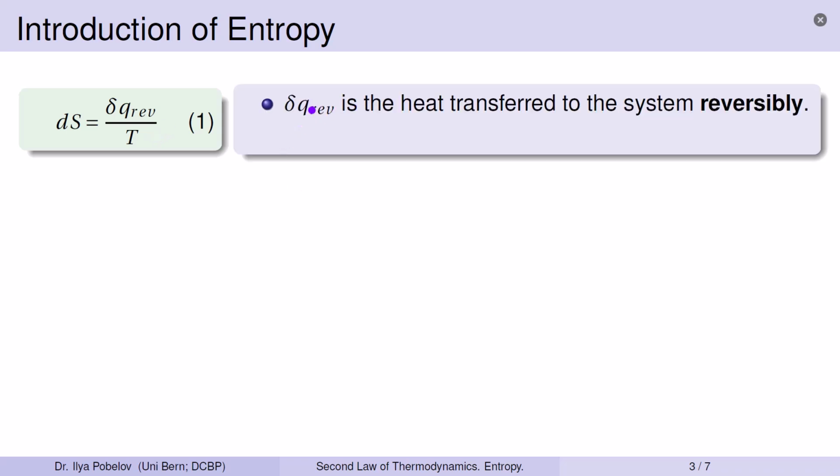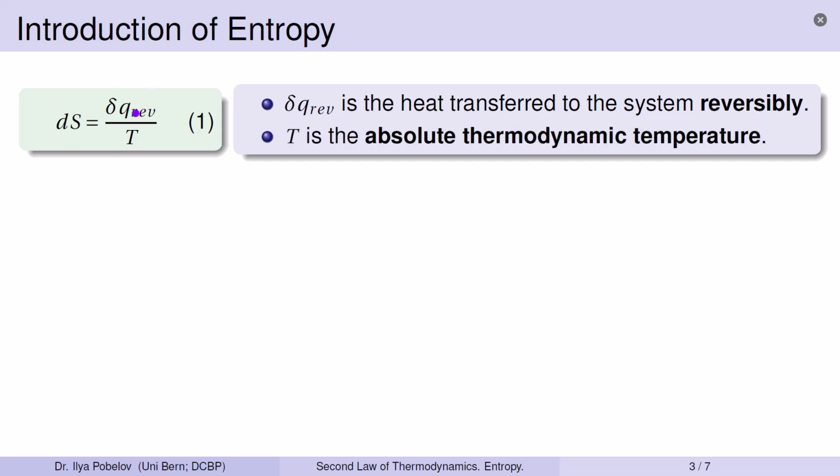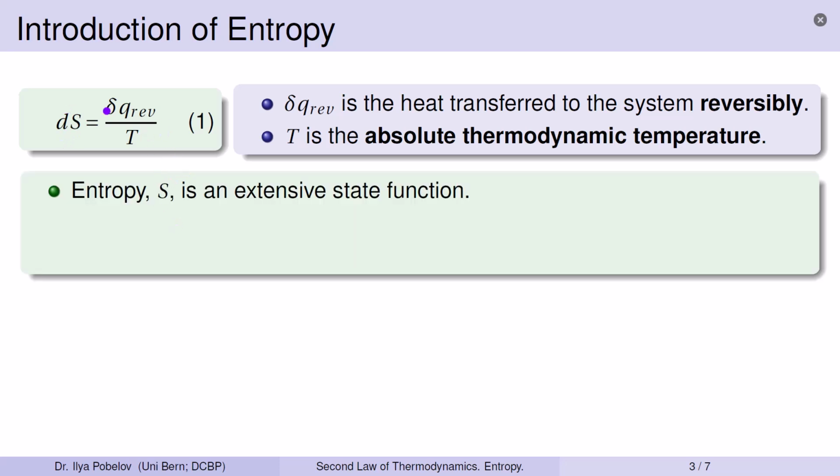First, we consider the heat transferred to the system reversibly. That means in a reversible process. Second, this increment of heat is divided by the absolute thermodynamic temperature T. The outcome of this transformation gives us a change of a state function. Note that since the heat exchanged between a system and its surroundings depends on the system's size, entropy behaves likewise. This means entropy is an extensive state function.